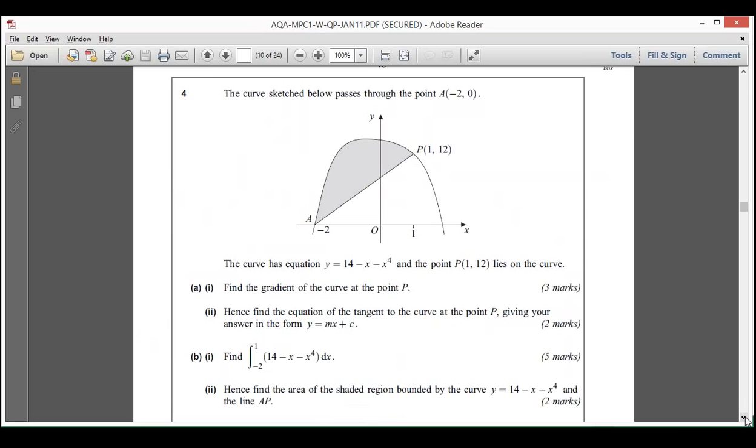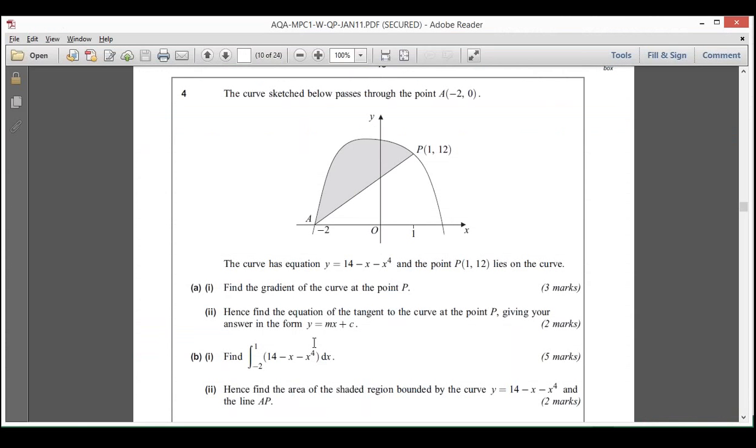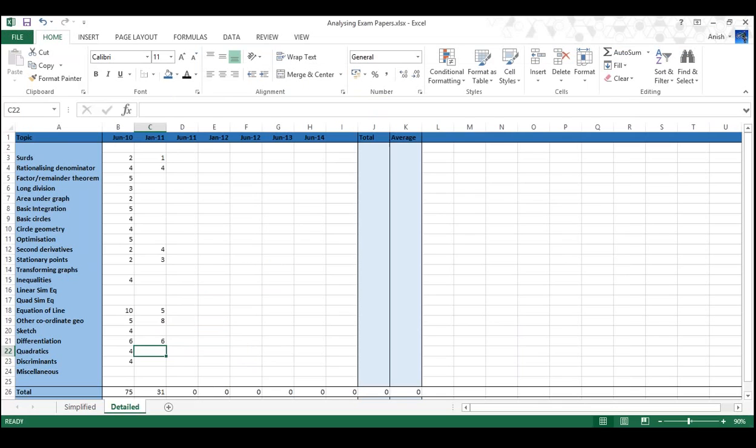So find the gradient, so that's dy by dx, and then it says find the equation. So 3 for differentiate, 2 for equation, making that 6. So 5b, if we're going to be consistent now, this has to go under basic integration, and then this would have to go under area under the curve. So 5 for basic, 2 for area under the curve. It happens to match the previous paper exactly.